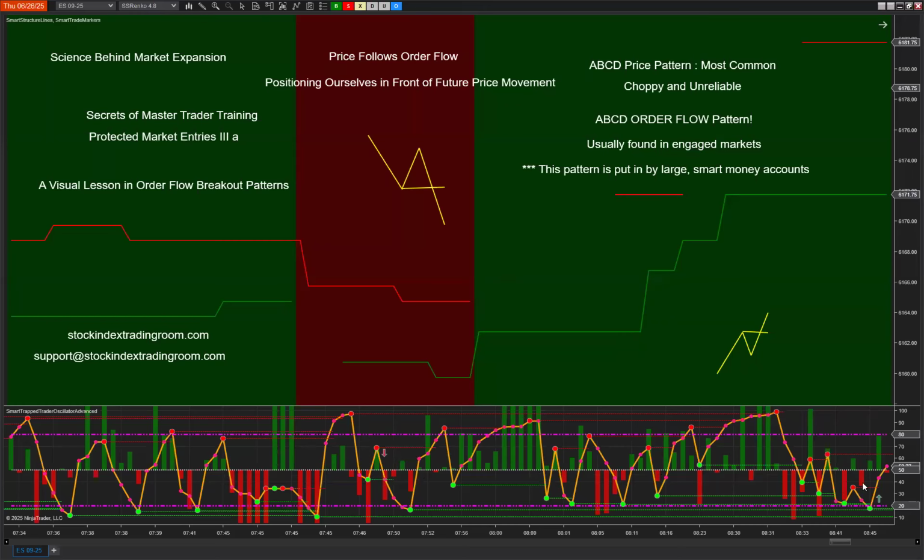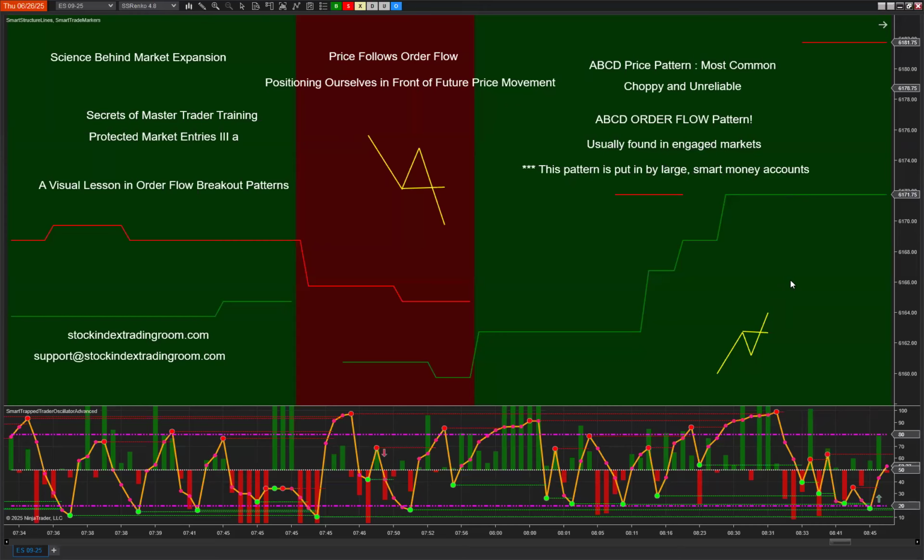Couple of things. One, this pattern that we're going to show you is usually found in engaged markets. That means that there are enough people that know what they're doing to expect continuation. Okay. This pattern that we're going to tell you is put in by large smart money accounts, and I'm going to explain why. If we're getting order flow breakout, it means we're getting a concentrated number of accounts in a single direction.